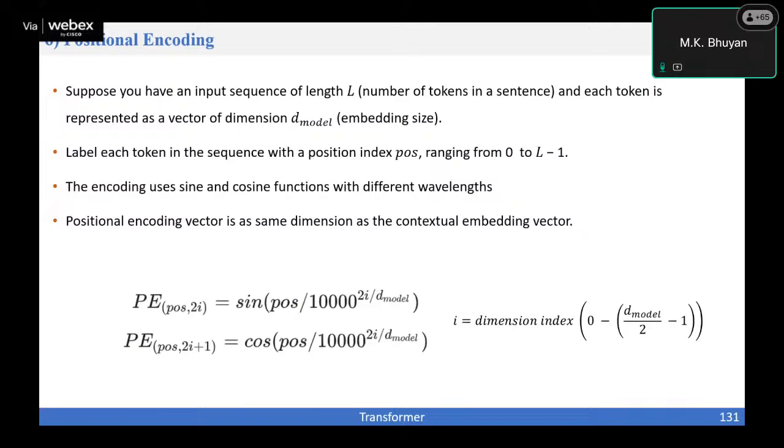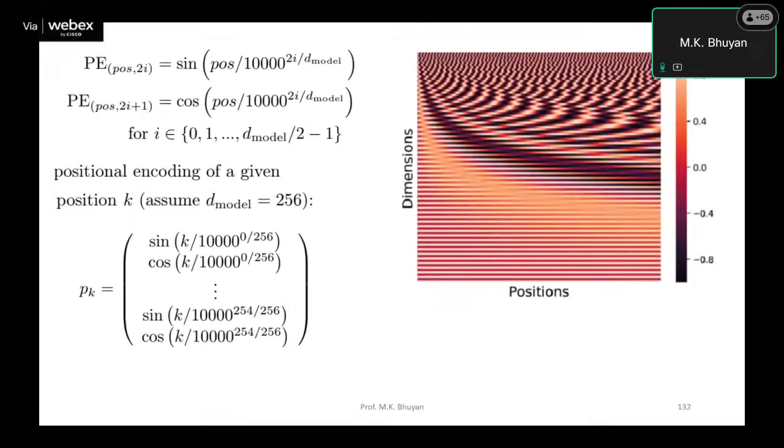So by using this equation PE pos 2i, one is for the even, another one is for the odd. So 2i is the even and 2i plus 1 is the odd. So we are considering the sine function and the cos function. POS is the position of the word in a particular sentence, so that position also we are considering. And also we can change the frequency of the sine wave and the cosine wave.